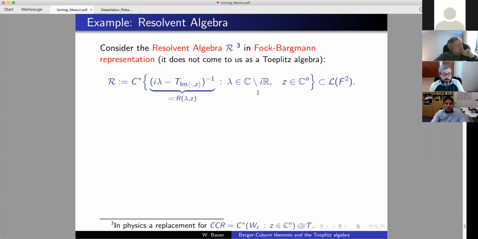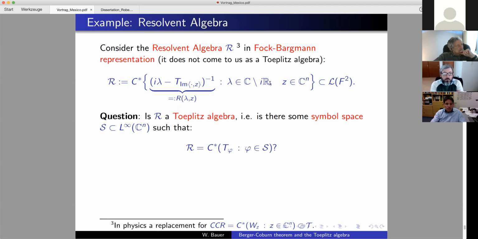And there is a Fock-Bargmann representation of this. This resolvent algebra is the C-star algebra which is generated by resolvents of Toeplitz operators, where the symbols are these imaginary linear functions, the imaginary part of that inner product here. And these are generated by these things and by the inverses. Lambda runs through C minus iR. And that resolvent algebra does not come to us as a Toeplitz algebra, because these resolvents of Toeplitz operators are not Toeplitz operators in general.